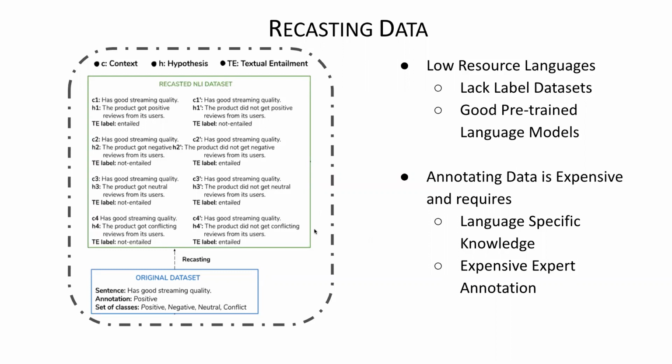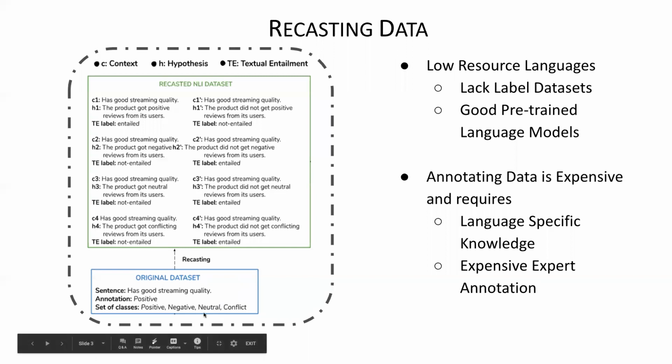Why do we want to recast data, first of all? What I'm showing right now is not actually the English dataset. I have an English translation of a Hindi dataset. So these are Hindi pairs. For good presentation and understanding, I converted them to English here.